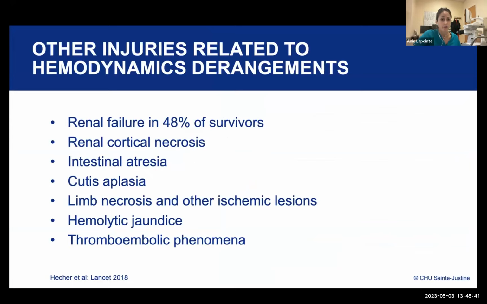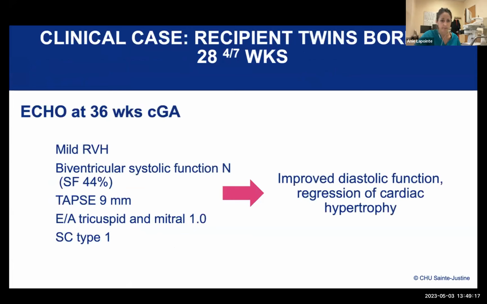And other injuries related to hemodynamic derangements can occur in those patients. The renal failure occurs in around 48% of survivors. Some will have renal cortical necrosis. Intestinal atresia is described. That was the case for our patient. Cutis aplasia is described. Limb necrosis and other ischemic lesions, hemolytic jaundice, and thromboembolic phenomena are also described.